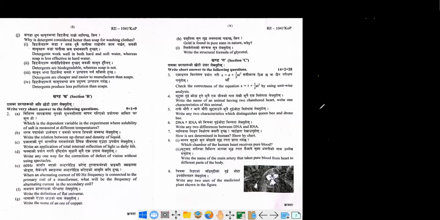Okay, let us check another one, DNA and RNA. For DNA and RNA, we have to just write the differences on any basis. DNA is deoxyribonucleic acid in full form, and RNA is ribonucleic acid. Another difference is that DNA is found in the nucleus.